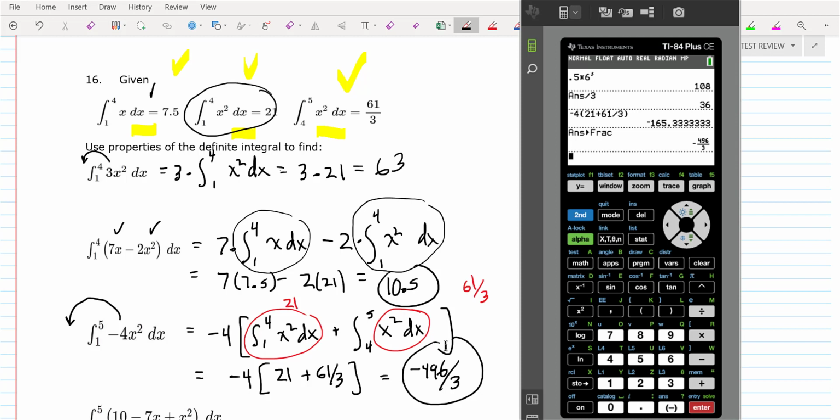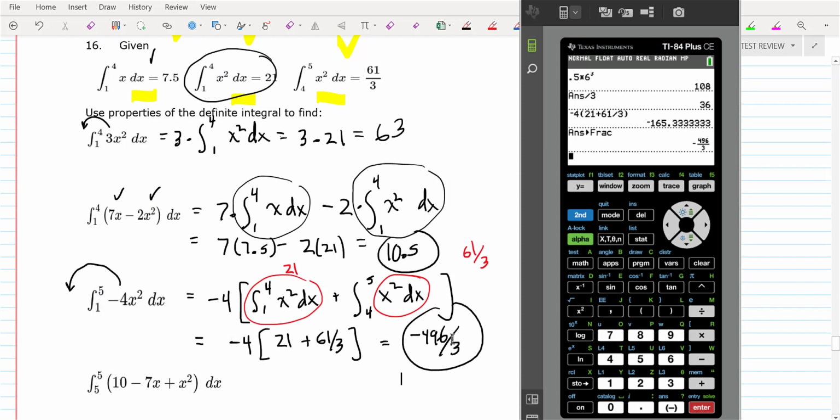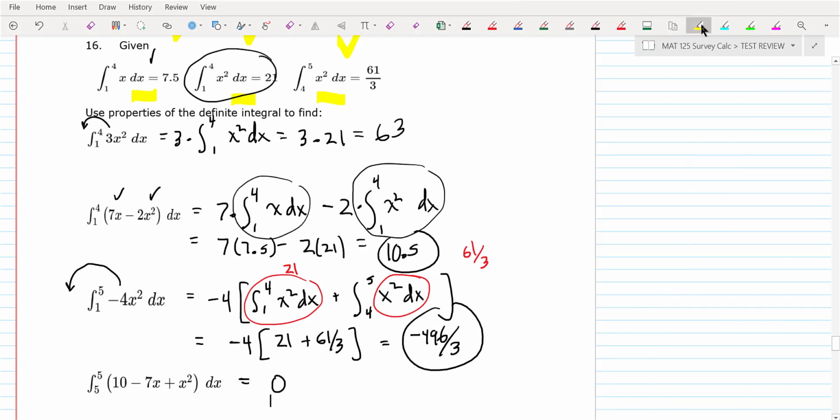Okay, all right, what's the answer to the next one? That's the easiest one. If it's an integral from 5 to 5, there's no area, right? I just threw that on there. But the ones that I just did, those first 3, you want to know how to handle that kind of situation, okay? Questions on that?